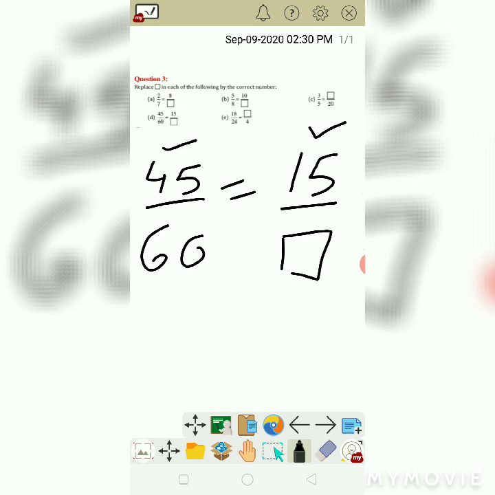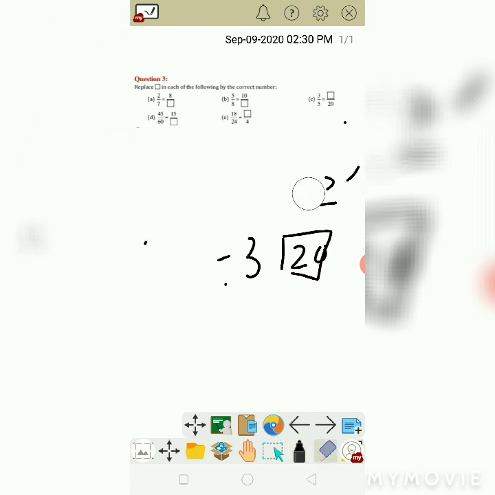So by which number we should divide 45 so that we get 15 as the answer? So we'll divide 45 with 3 and we'll get 15 as the answer. Similarly, we'll divide 60 by 3 and we'll get 20. Right? So 15 upon 20 is the answer. If left hand side is greater than the right hand side, you will divide, and if right hand side is greater than the left hand side, then you will multiply. Is this clear? So let us move on to E part.